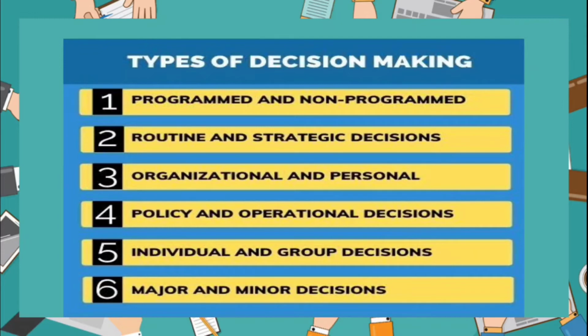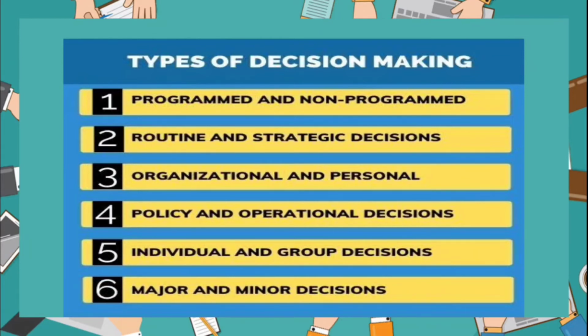The third type of decision is organizational versus personal decision. Organizational decisions are the decisions which are taken keeping in mind the entire organization, whereas personal decisions are related to individuals who are working within the organization, and they are usually taken at an individual level. The fourth type of decision is policy versus operational decision.